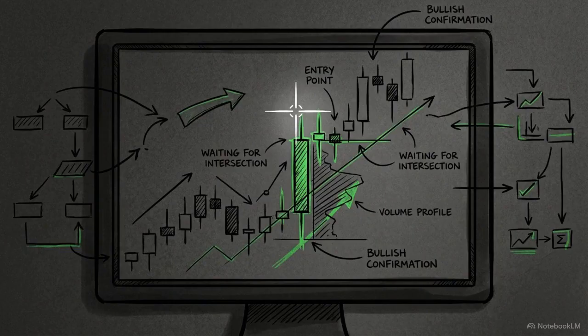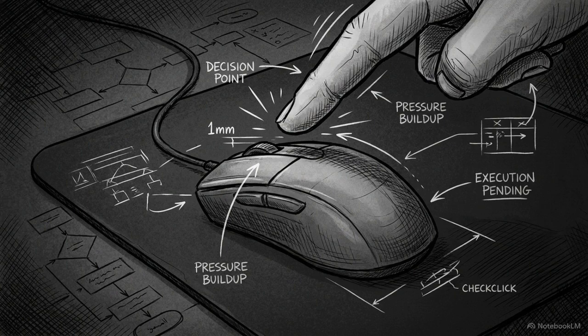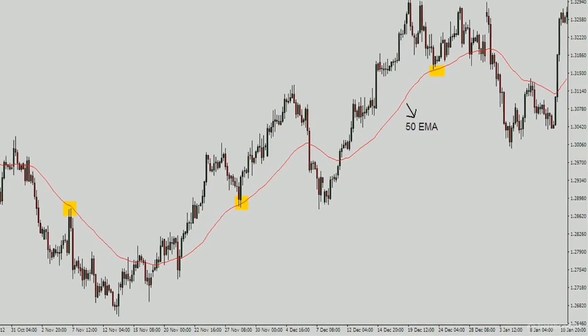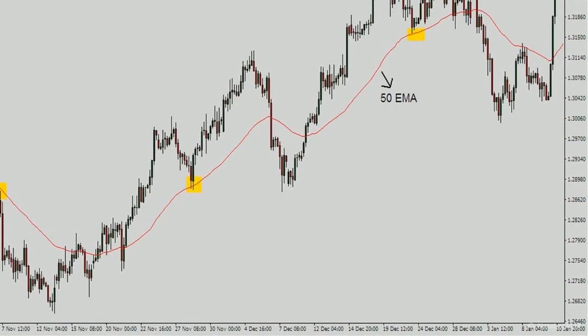Once the setup is present, we move to step 2, the entry rule. This is the when. It is the exact split-second trigger that tells you to click the mouse and enter the market. This chart illustrates a clear, repeatable entry rule. While the setup gets you interested, the entry only occurs in these yellow boxes, specifically when a candlestick physically touches the red 50-period moving average.